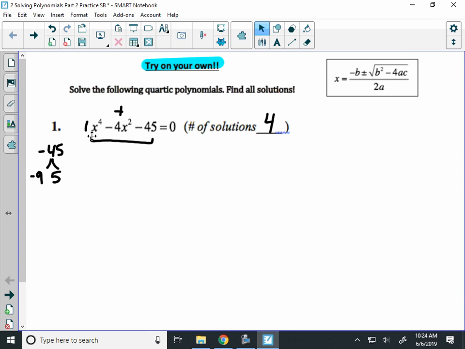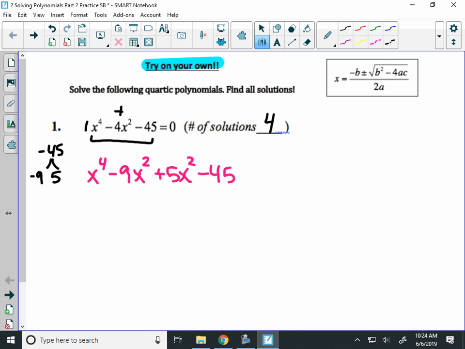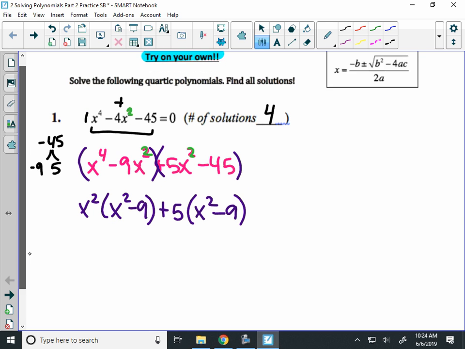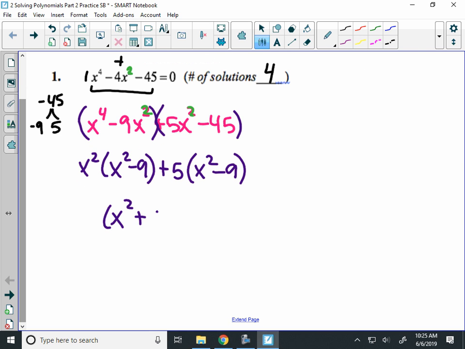solutions. When I split the middle here, I have x to the 4th minus 9x squared plus 5x squared minus 45. Now I'm making sure to put an x squared on my middle terms because there's a squared on the middle term in the original expression. When I group here, I pull out my GCF, x squared times x squared minus 9. The GCF of the second term is 5. And then I get my factored form, x squared plus 5 and x squared minus 9.